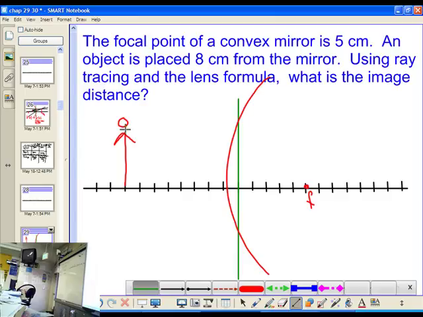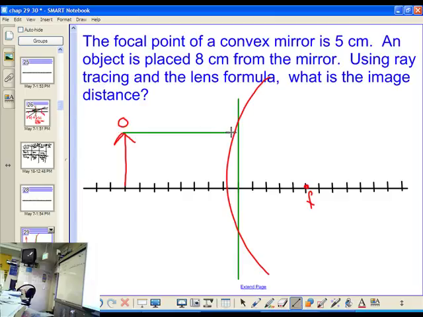My first line is always parallel to the axis, like that. But now it's a diverging mirror, so it actually goes out that way, in line with the focal point. So I'm just going to draw that line through the focal point, and then draw it back in that direction. That's line number one, because it's going to go away. What direction does it diverge? It diverges away from the focal point.